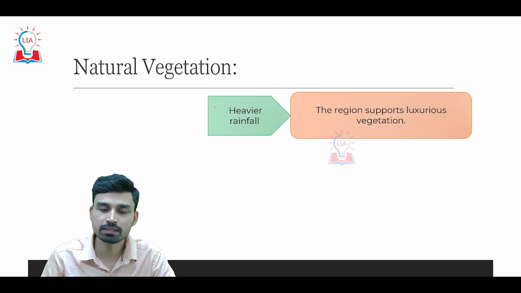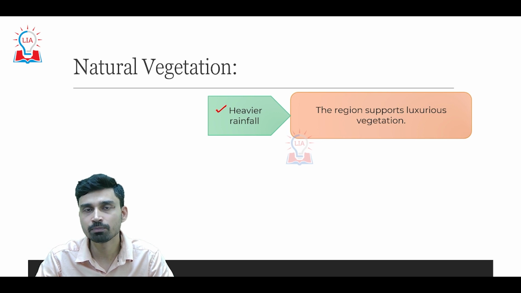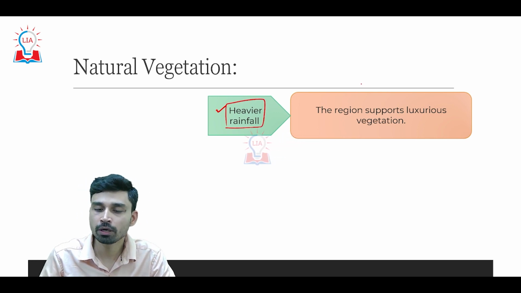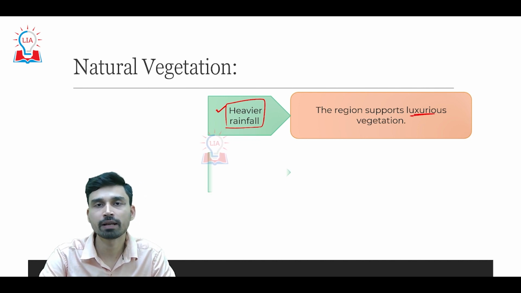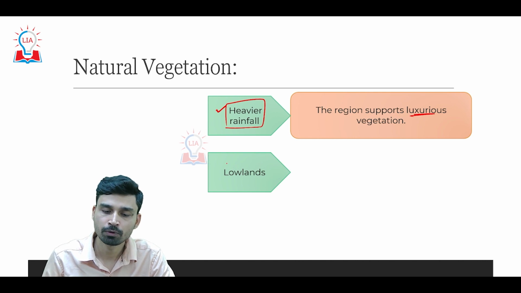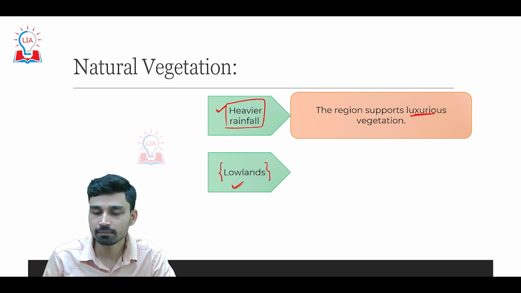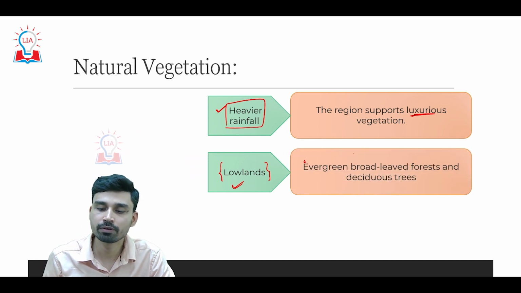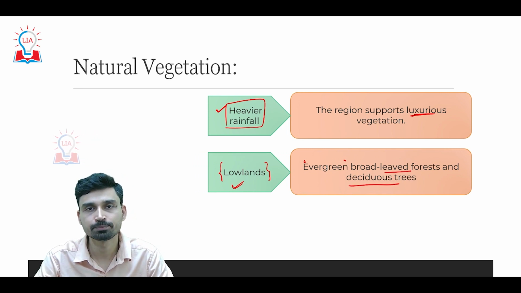Now, what about the natural vegetation of this China type of climate? First of all, as we have discussed, in almost all the regions where the China type of climate has developed, we see heavy rainfall. And due to the heavy rainfall and also the warm temperature, the region supports luxurious vegetation of a variety of types. For example, if we classify the vegetation into two zones depending on the altitude, in the lowland regions of this climate you will see two major kinds of trees. We have evergreen broadleaf trees as well as deciduous trees.